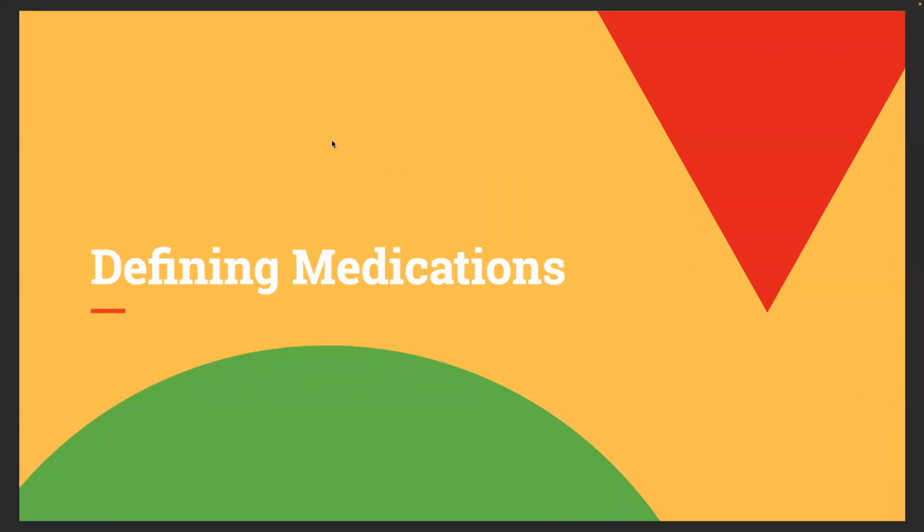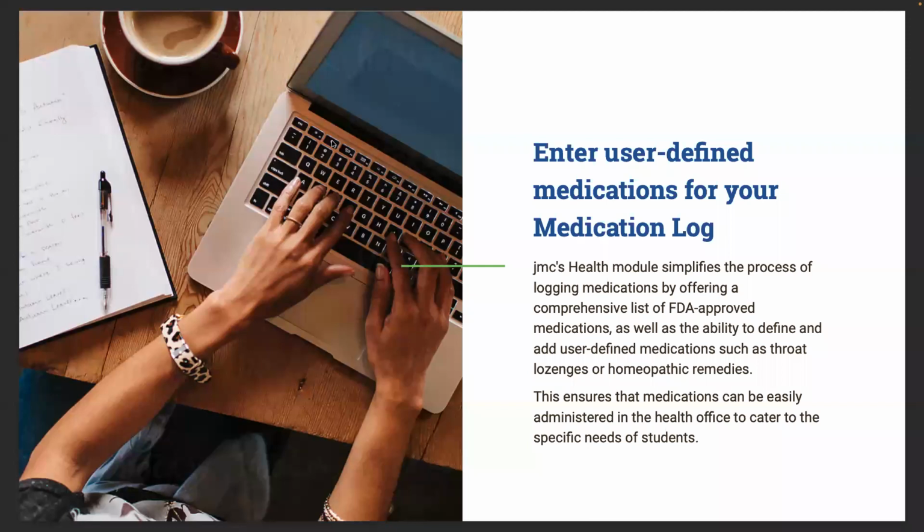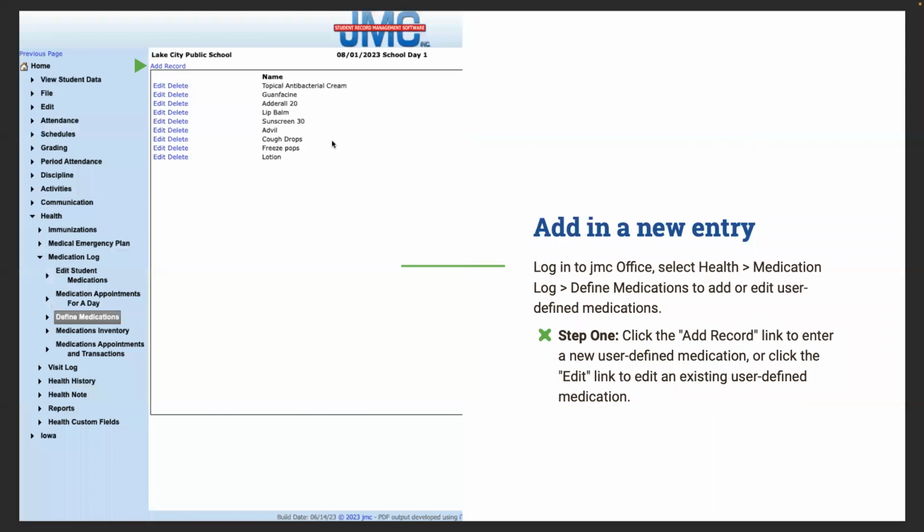Next, we'll talk about defining medications. JMC's health module simplifies the process of logging medications by offering a comprehensive list of FDA-approved medications, as well as the ability to define and add user-defined medications such as throat lozenges or homeopathic remedies. This ensures that medications can be easily administered in the health office to cater to the specific needs of students.